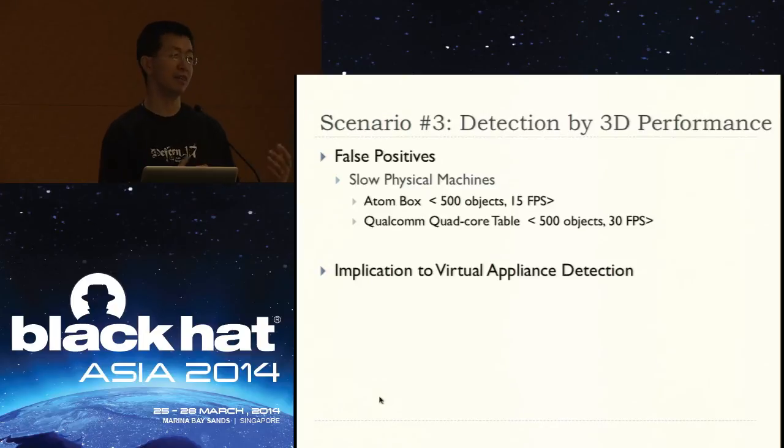I also tried a Qualcomm-based Samsung tablet. You can get 500 objects at 30 frames per second. So again, the implication for the detection: you can use this technique to convince yourself that the other side is more likely a physical box, but the reverse of the statement is not true. If it didn't meet that, you would have to make a decision.